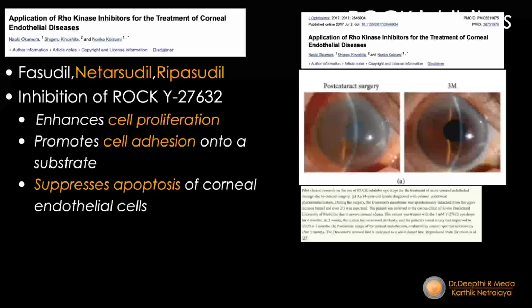There is lots said about the ROCK inhibitors, so we could try netarsudil and ripasudil. There are a lot of papers now proving their efficacy in post-op corneal edema as well, due to their cell proliferative and cell adhesion action, and also as they suppress the apoptosis.